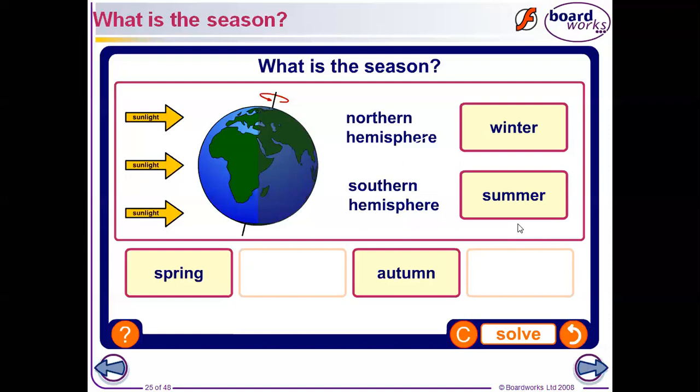So if we have winter in the northern hemisphere, of course, in the southern hemisphere it is going to be summer. If we have spring in the north, of course, in the south, it's going to be autumn. So they go hand in hand. Okay. For those of us that are going to try to mix it up.